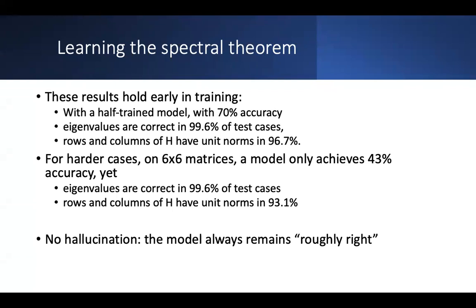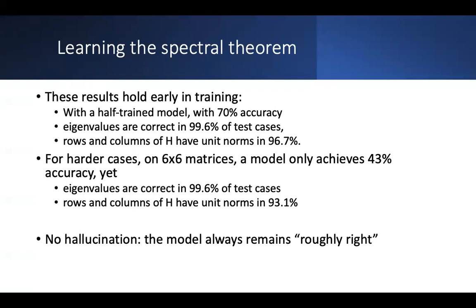If you train it for less time, the model achieves 70% accuracy, which is good, but not that good. But still, the eigenvalues are correct. The rows and columns have unit norms. So this seems to be learned early in training. I'm not stating that it's because it learns the properties that it used them to calculate. I don't know that, but at least it's learned early.